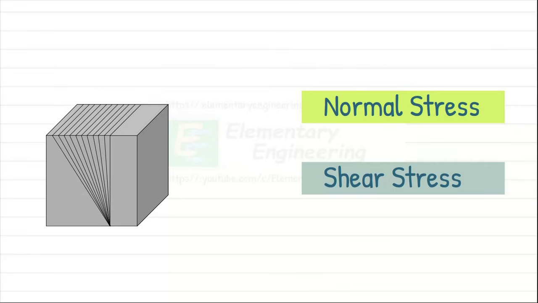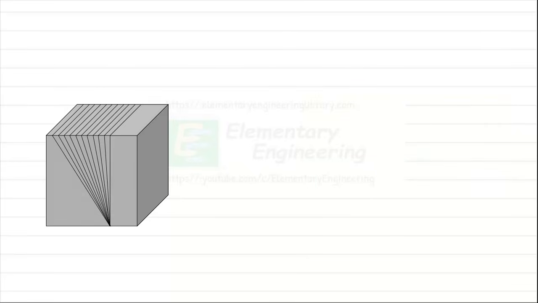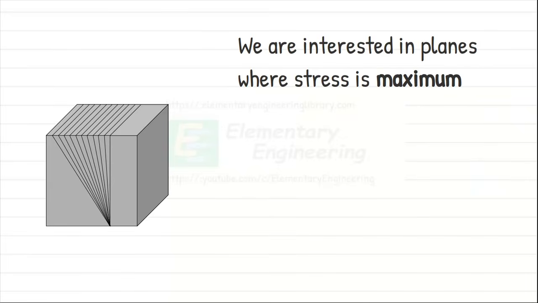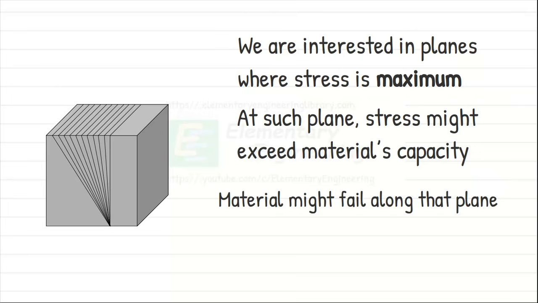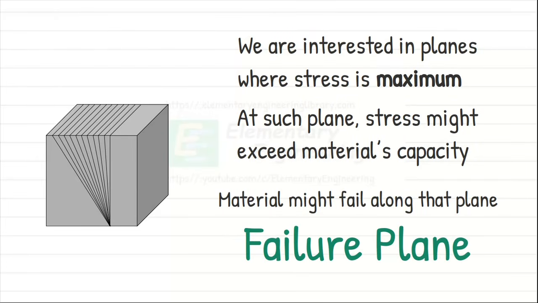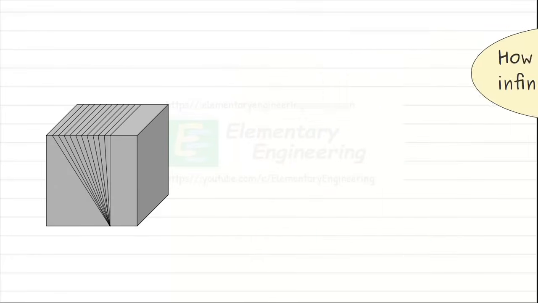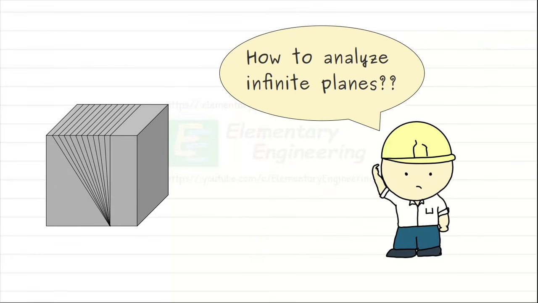But as we can imagine, there can be infinitely many such planes passing through a single point, each at a different angle. Now, among all these planes, we are especially interested in those where the stress becomes maximum. Because on one of these planes, if the stress exceeds the material's capacity, the material fails along that plane. And that plane is called the failure plane. But now comes the practical challenge. How do we analyze infinitely many planes?